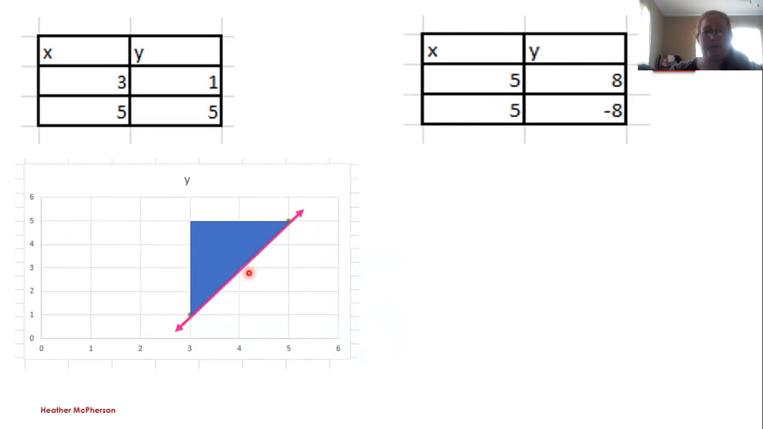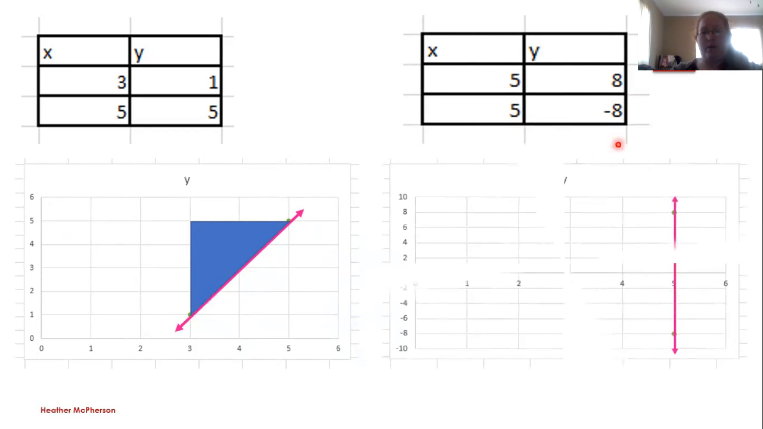But the same as 5 and 8 and 5 and negative 8, when you graph it, it's just a straight line. So you know that there's no slope here. With this first one, your line is sloping upwards. So you go up, and then to your right is how your line is sloping. Again, this one doesn't have a slope, so it is straight up and down, which would be vertical.